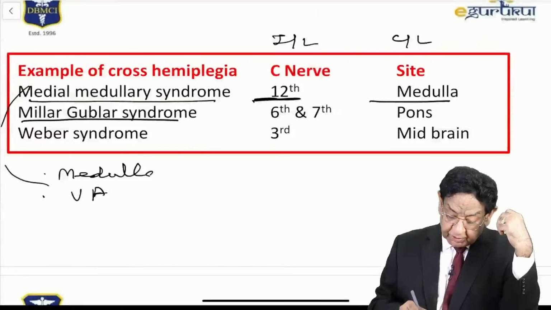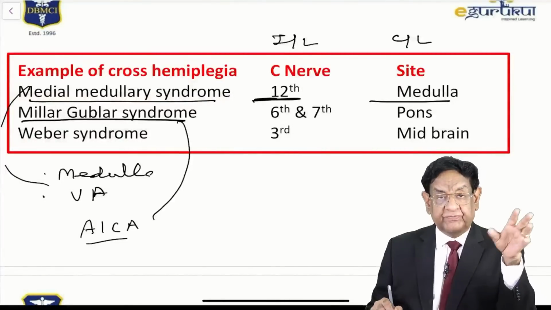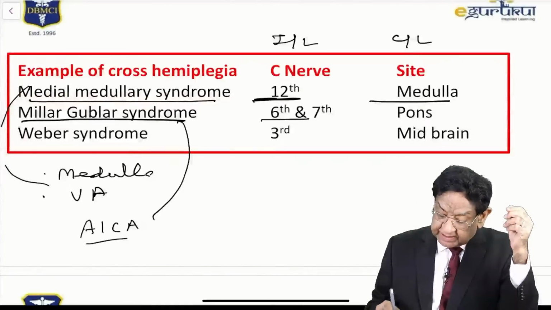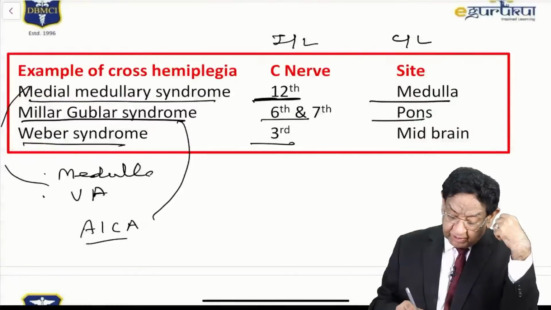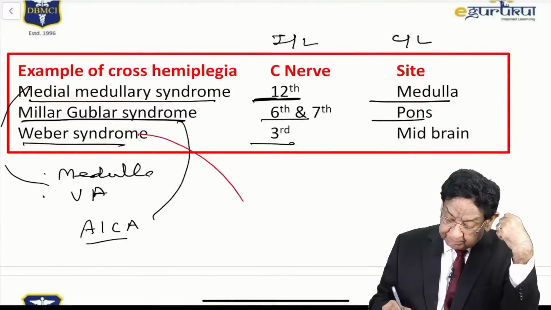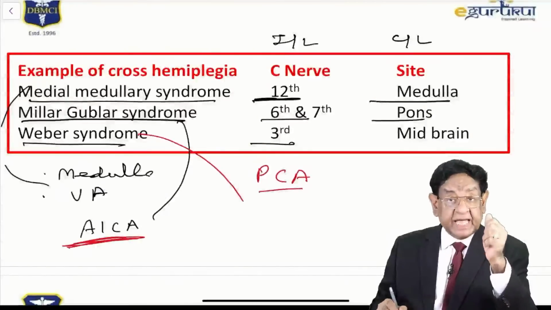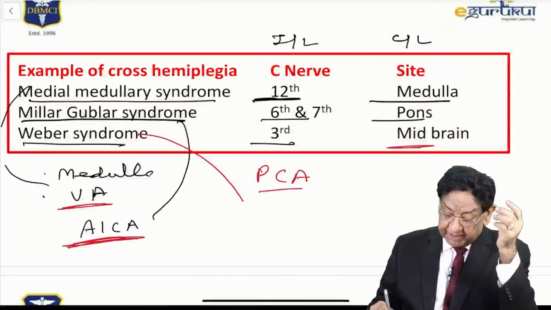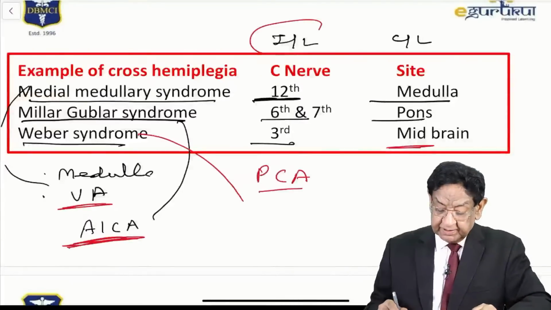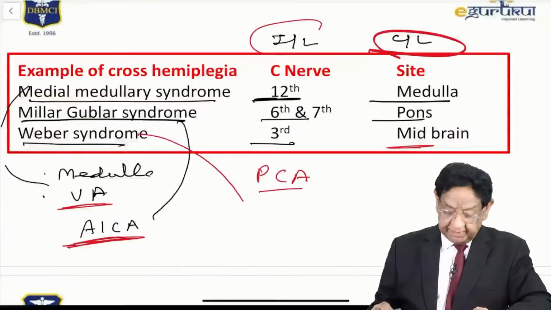Then we have Millard-Gubler syndrome. Artery involved is AICA. AICA stands for anterior inferior cerebellar artery. 6th and 7th nerves are involved, and the site of lesion is pons. Then Weber syndrome, third nerve is involved in Weber syndrome. Artery involved is posterior cerebral artery. Lesion is at midbrain. They all lead to ipsilateral cranial nerve palsy and contralateral hemiplegia, so-called crossed hemiplegia.